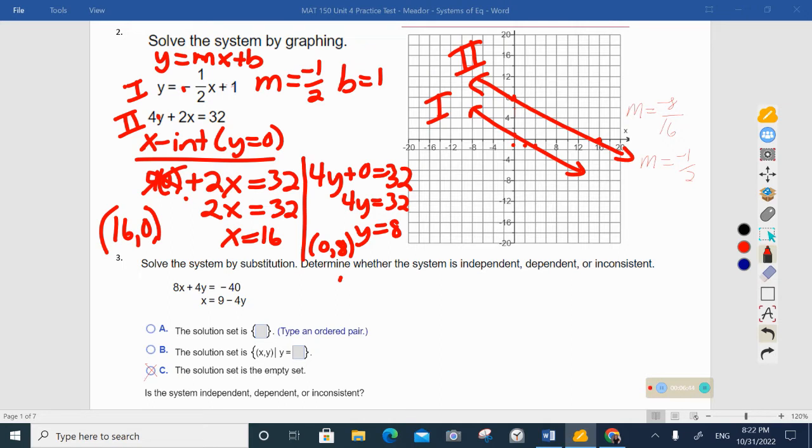There is no solution. Now I want to talk about independent, dependent, and inconsistent. If it's an independent system, it has one answer, one ordered pair. If it's inconsistent, there's no solution. Dependent means the two are the same line. So if we graph these two lines and they were laying on top of one another, it's like they're dependent on one another. They are the same line. So dependent means same line. Inconsistent is no solution, and independent is where you have one answer.